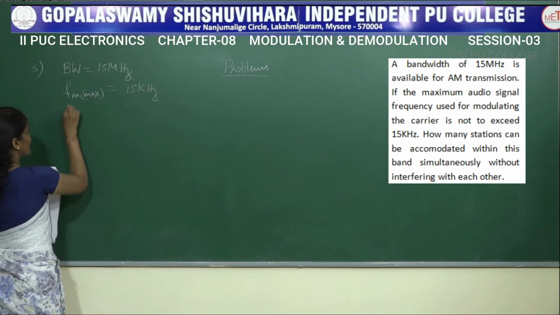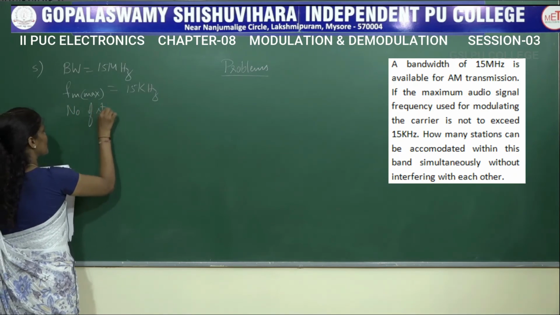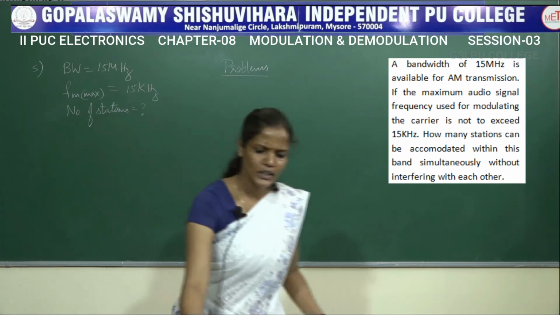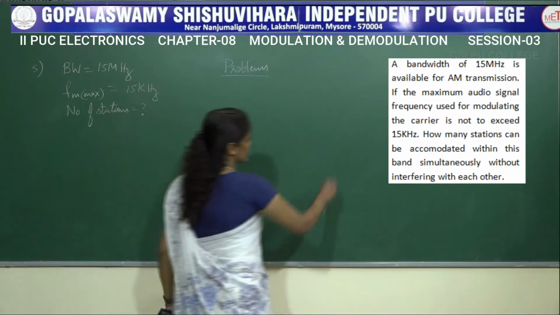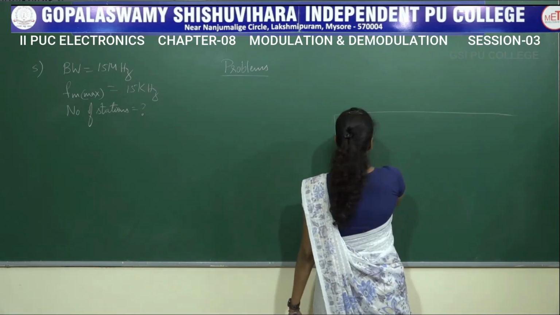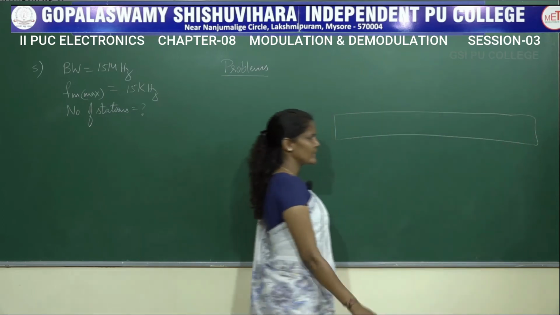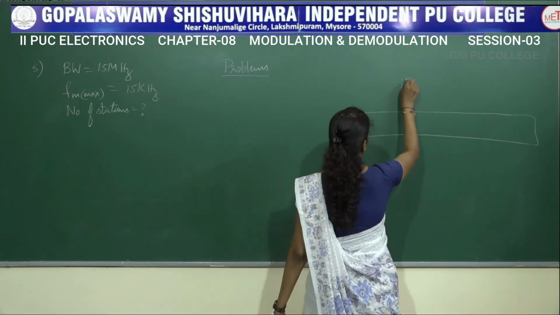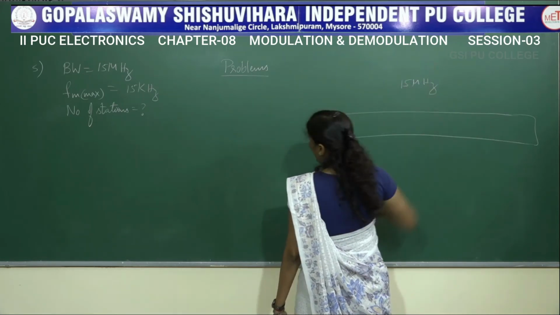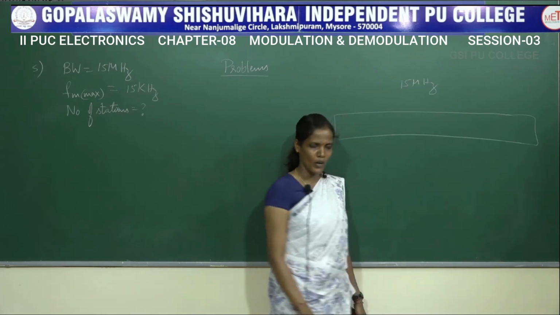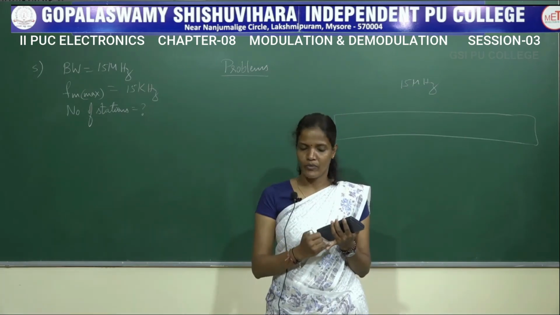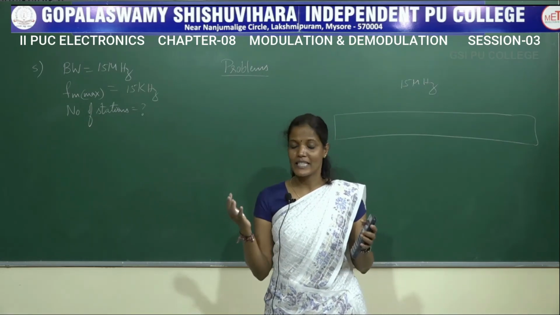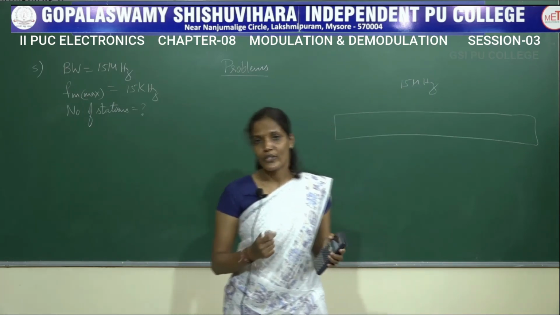So in this problem you have to calculate the number of stations that can be accommodated. The total bandwidth is given, this big frequency range is given. In this, the total bandwidth is 15 megahertz. How many number of stations can be accommodated? We are able to listen to 93.5, 92.7, 90.8, 100.6. Many such other frequency signals we can capture on our mobile phone.